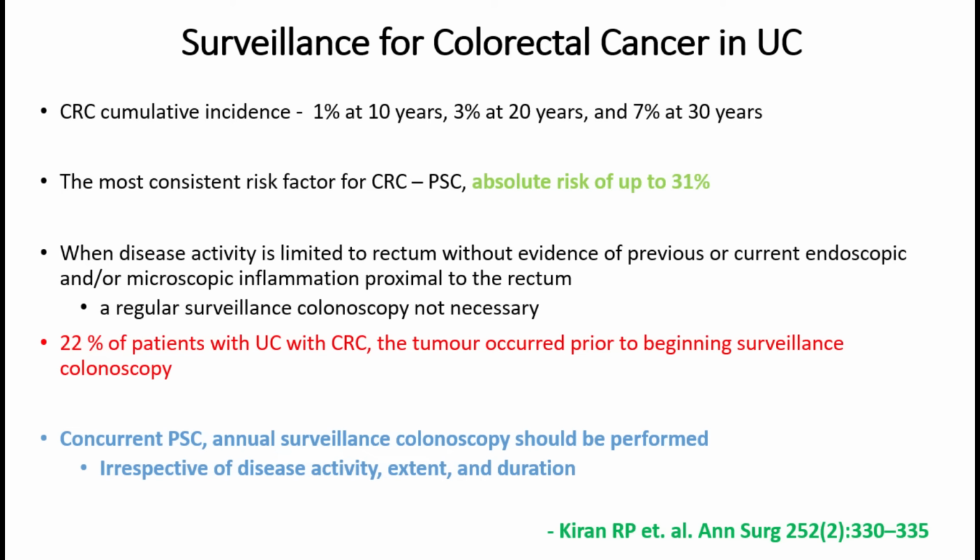When disease activity is limited to the rectum without evidence of previous or concurrent endoscopic and/or microscopic inflammation of the rectum, regular surveillance colonoscopy is not necessary. In that case, only sigmoidoscopy is necessary. In 22% of patients in UC with colorectal cancer, the tumor occurred prior to beginning surveillance colonoscopy. With concurrent primary sclerosing cholangitis, we should do annual surveillance colonoscopy, irrespective of disease activity and extended duration.